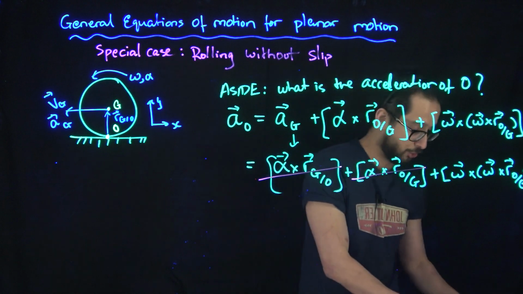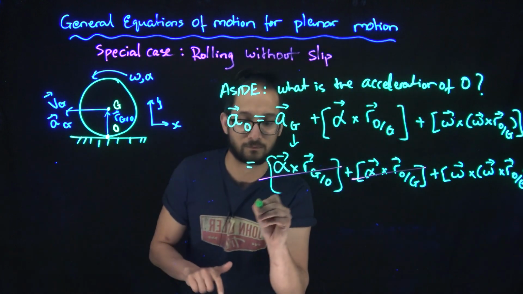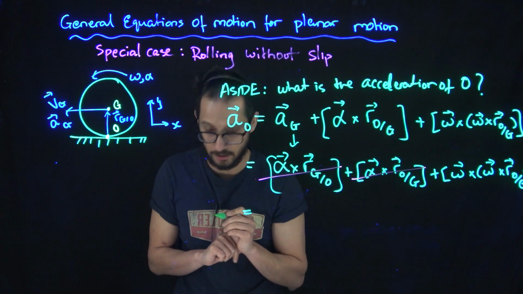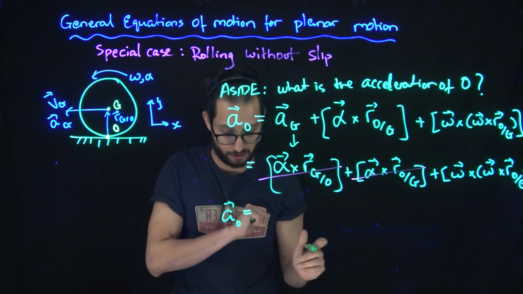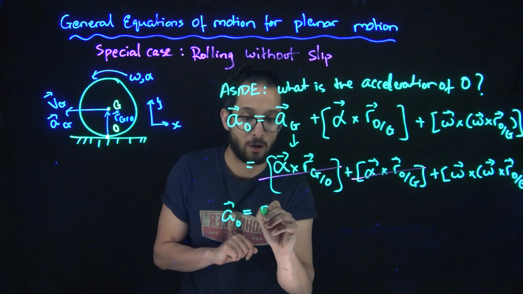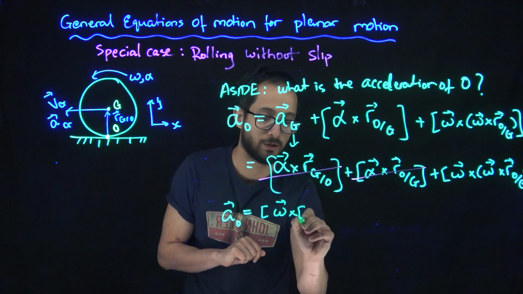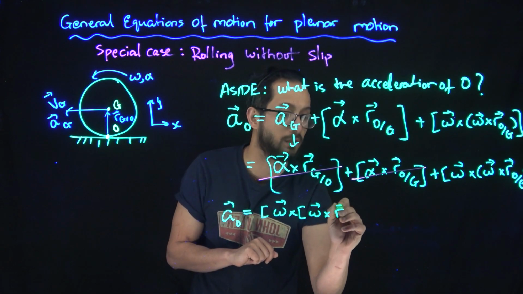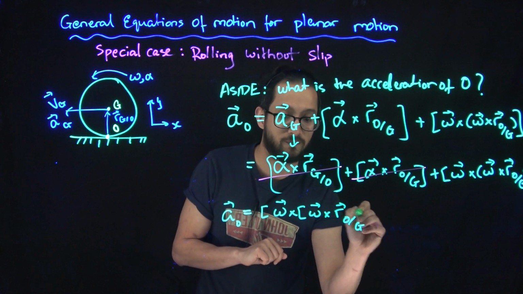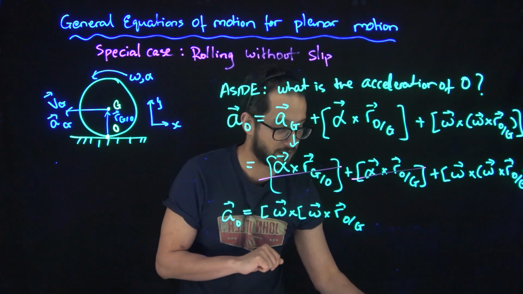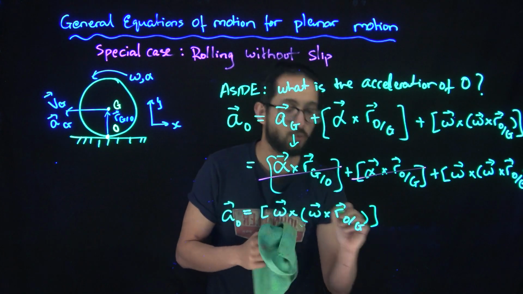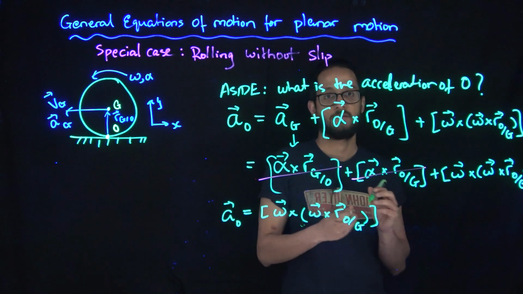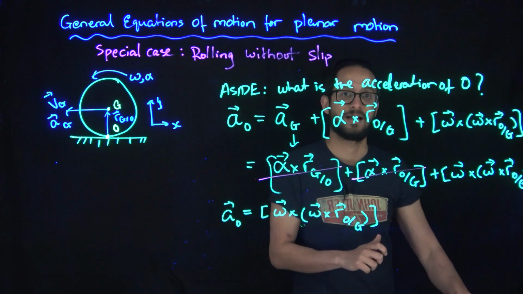So the acceleration of the point O is actually equal to the centrifugal acceleration, which comes from the rotation, and that's just equal to omega crossed with omega crossed with R of O relative to G. This is an interesting term because it appears a lot in gearing and machine dynamics, so I just wanted to give you guys this. All right? With that, let's look at a problem.